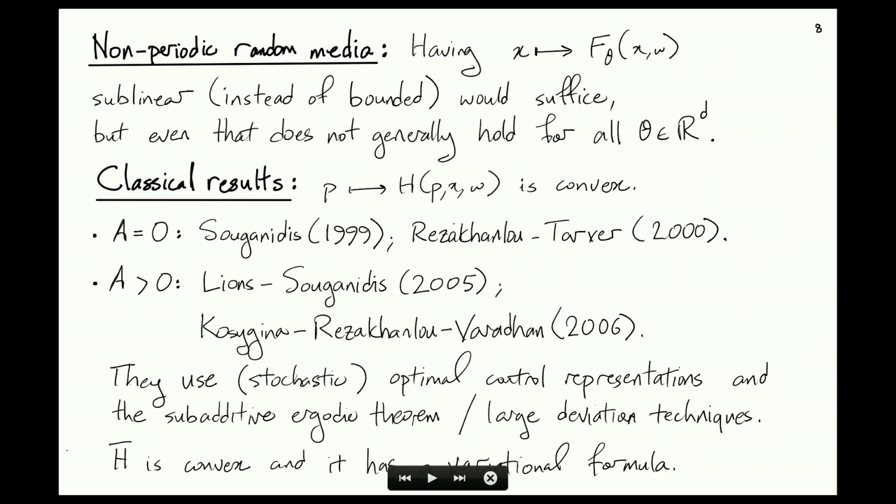And actually, all these works show that H bar, the effective Hamiltonian, is convex. Remember, the original Hamiltonian is convex by assumption, and the effective Hamiltonian is convex. And you also get a variational formula for the effective Hamiltonian. Now, because this paper is using large deviation techniques, there is an upper bound, a lower bound, and matching them. So actually, you get two variational formulas.